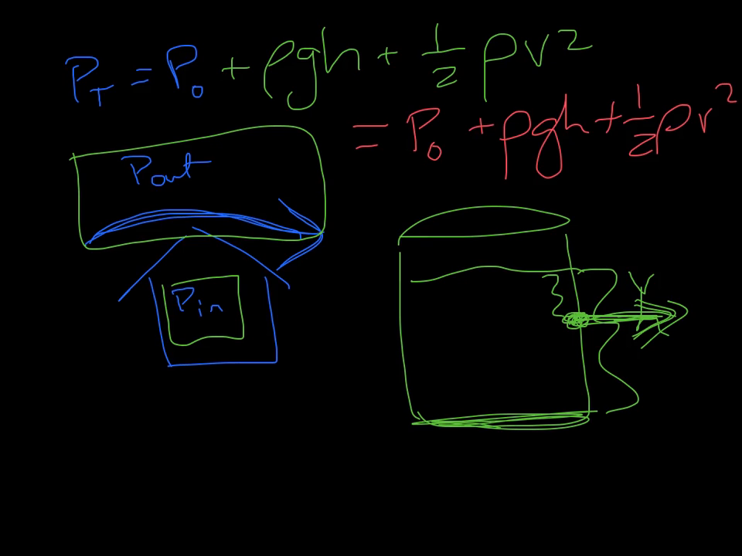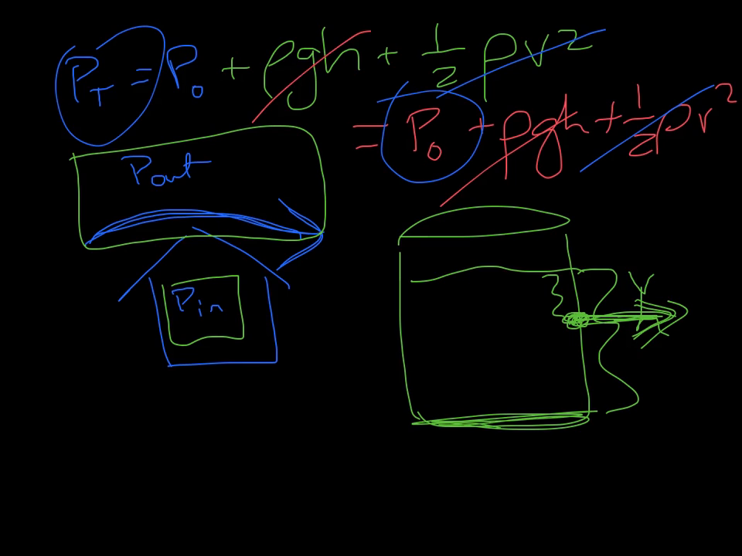We can use parts of this equation because sometimes there's no change in height, so that would cancel out. Sometimes nothing's moving, so our velocities will cancel out. If there's no change in height and no change in velocity, guess what? There's no change in pressure. How about that? So, easy enough.